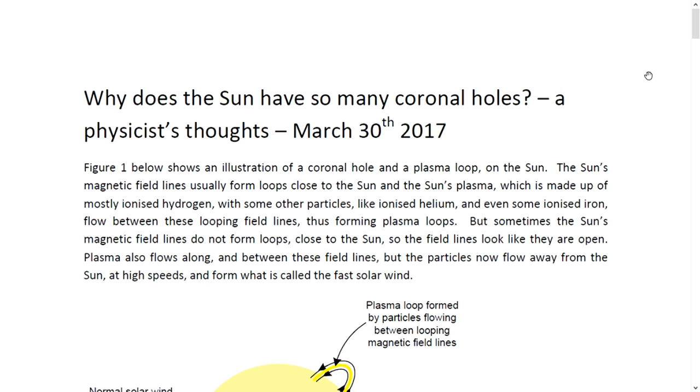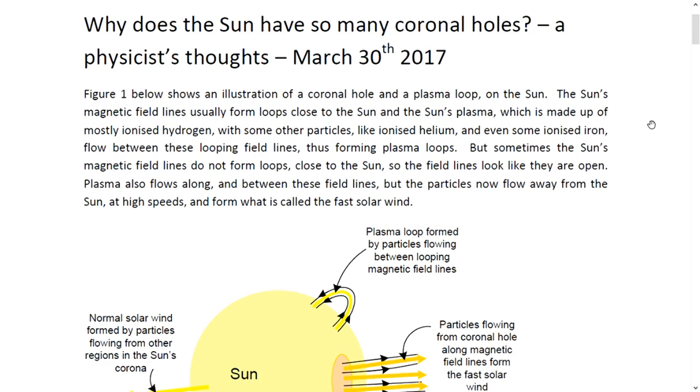I had a discussion with our physicist pertaining to the reasons why these coronal holes are constantly appearing on our sun. We've gone on and researched this information, and she has submitted this report. The title of the report is, "Why Does the Sun Have So Many Coronal Holes? A Physicist's Thoughts," March 30th, 2017.